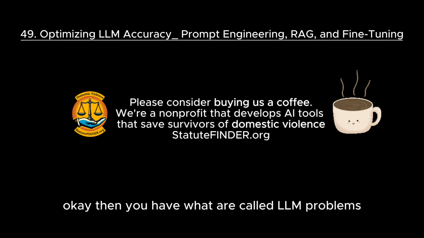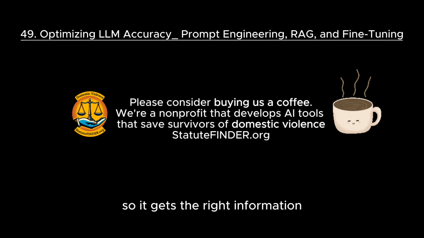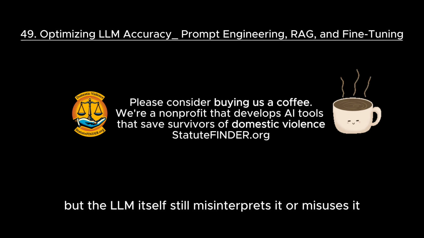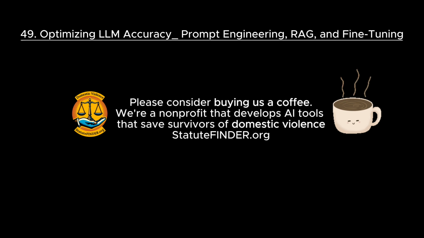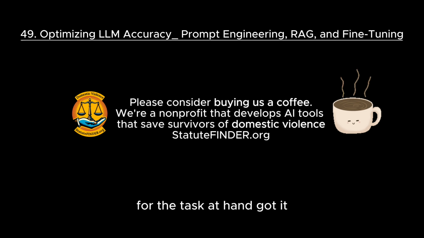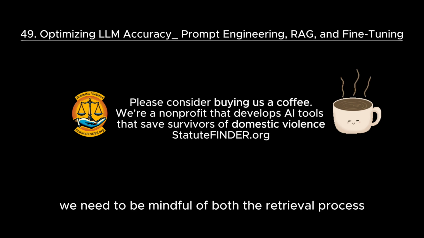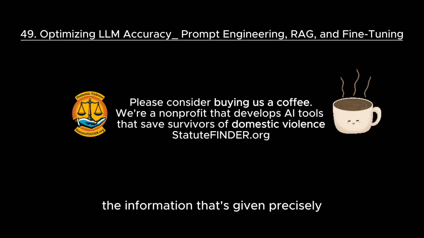So it's like the model is experiencing information overload. Exactly. Then you have what are called LLM problems. This is when the retrieval process functions flawlessly, so it gets the right information, but the LLM itself still misinterprets it or misuses it. So even with the right page open, it's still kind of misunderstanding the material? Unfortunately, yes. As powerful as LLMs are, they are not infallible. They can make mistakes, particularly if they haven't been specifically trained for the task at hand. So with RAG, we need to be mindful of both the retrieval process and the LLM's capacity to comprehend and utilize the information that's given.